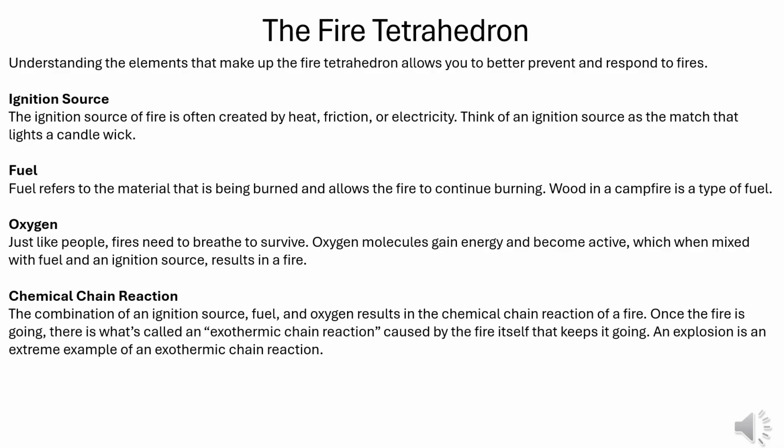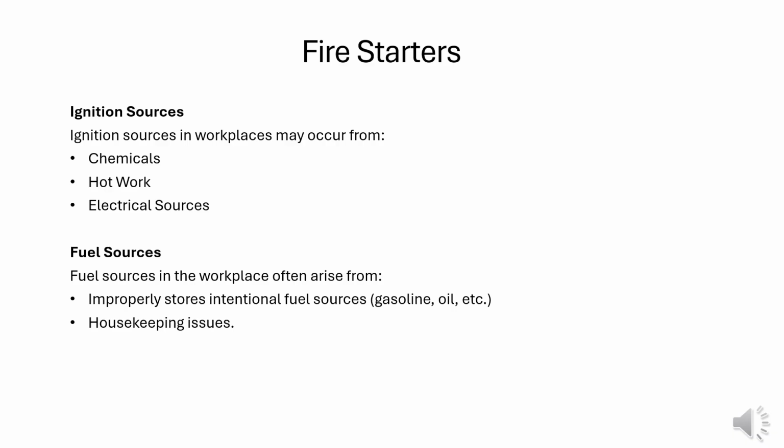Chemical chain reaction. The combination of an ignition source, fuel, and oxygen results in the chemical chain reaction of a fire. Once the fire is going, there is what's called an exothermic chain reaction, caused by the fire itself that keeps it going. An explosion is an extreme example of an exothermic chain reaction. Fire starters. Ignition sources in workplaces may occur from chemicals, hot work, and electrical sources. Fuel sources in the workplace often arise from improperly stored intentional fuel sources like gasoline and oil and housekeeping issues.